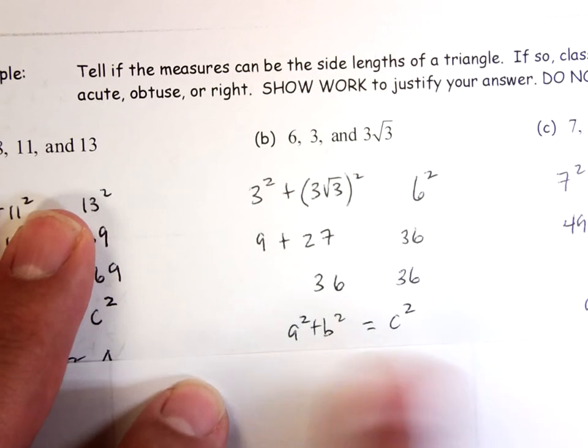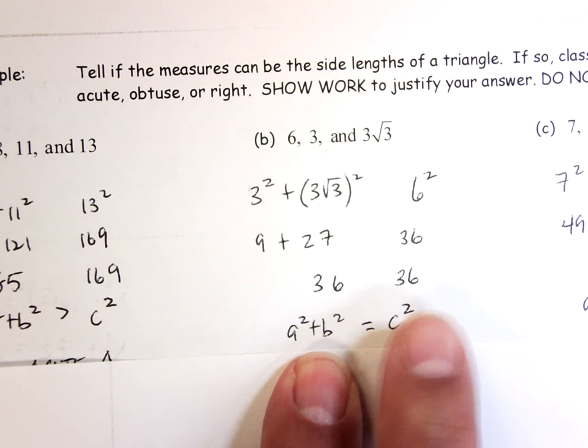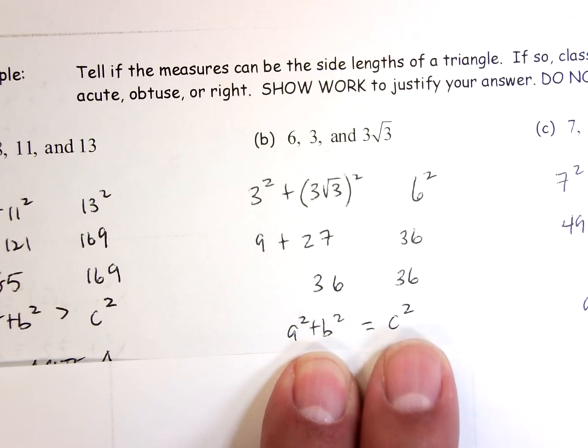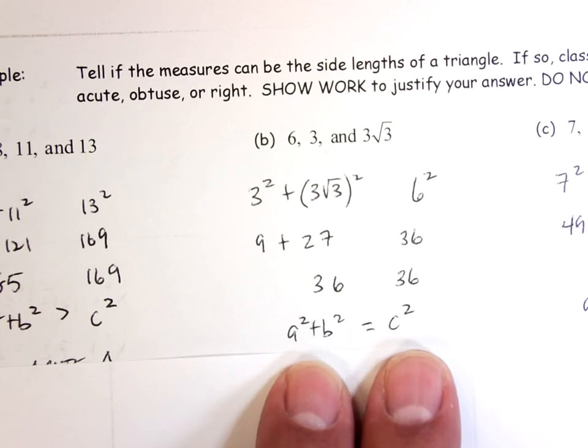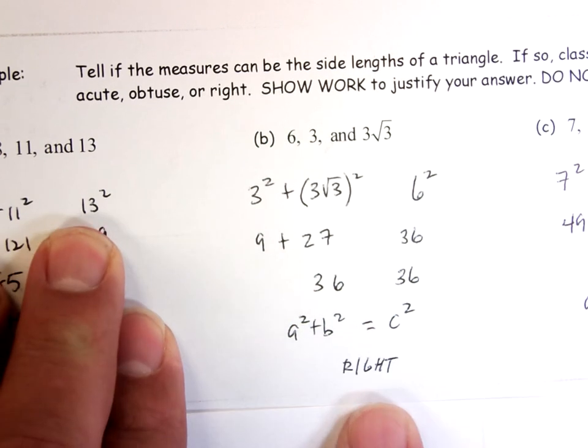So in this case, my a squared plus b squared is 36. My c squared is 36. So what's true about these two? They are equal to each other. My a squared plus b squared equaled my c squared. So I have a right triangle.